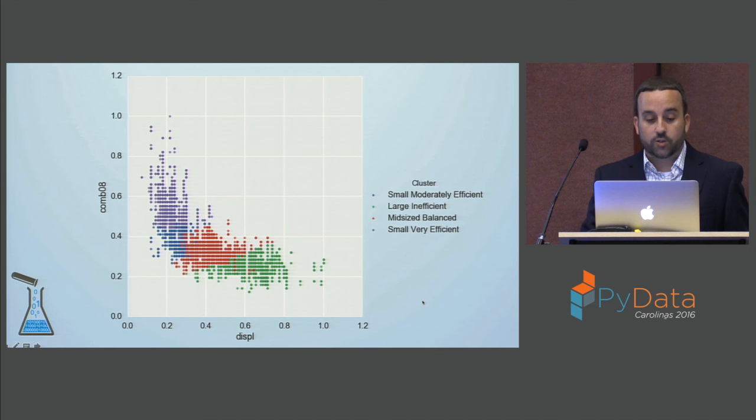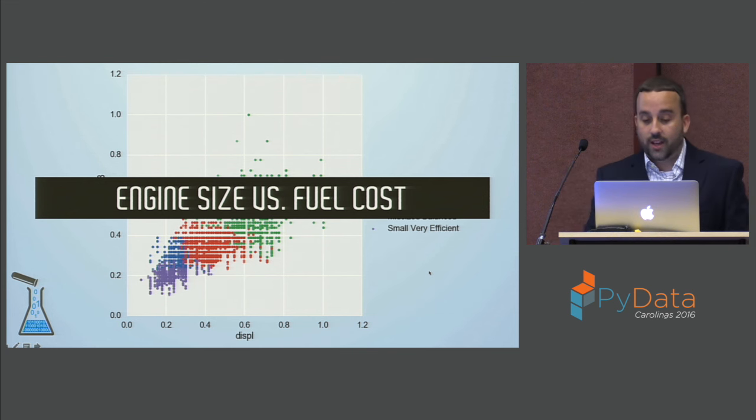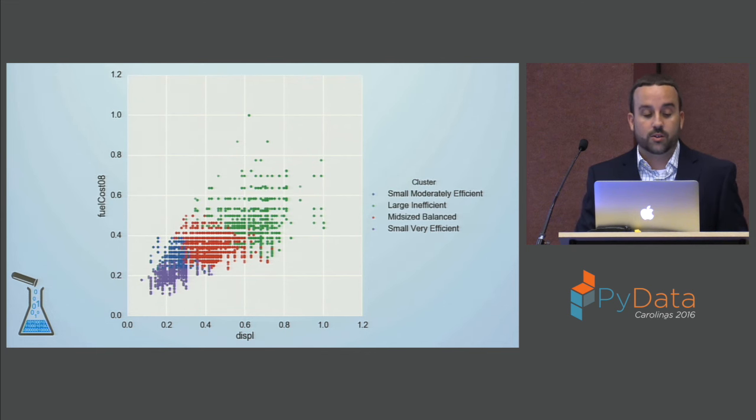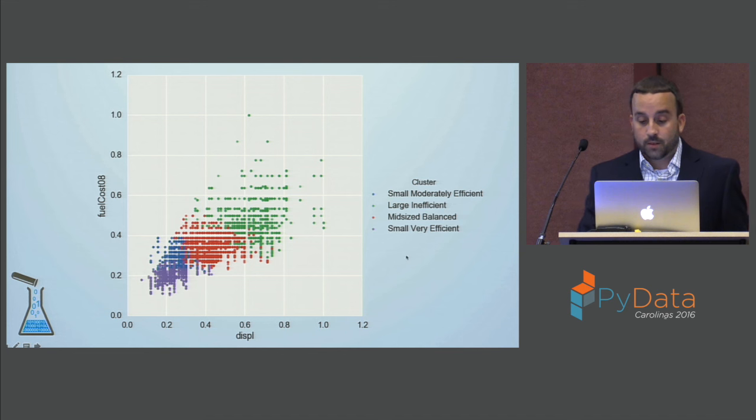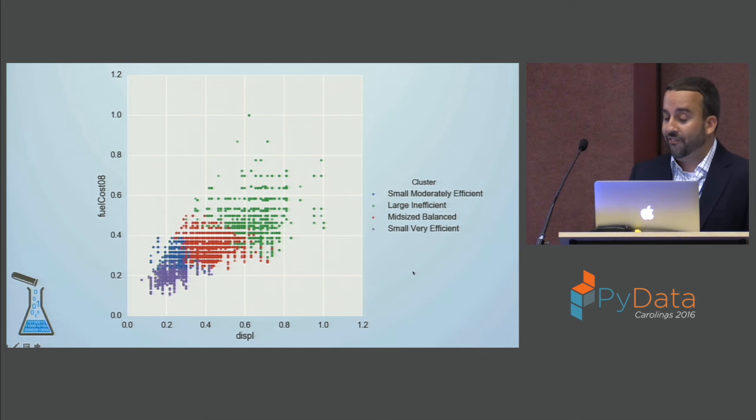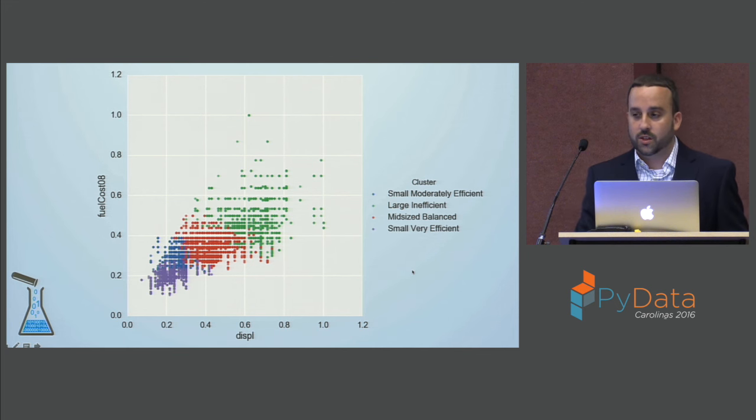And so you'll see at the upper left here, you have your smaller, more efficient engine vehicles, and then in the blue, you've got your smaller, more moderately efficient vehicles. In the red, you've got your mid-size, more balanced vehicles, and then at the bottom right, you've got your larger, less fuel-efficient cars. And we can do the same thing with the engine size and the fuel cost. So taking a look here at a more linear relationship with the clusters, you see the cluster boundaries on here as well, this time going from the bottom left up to the upper right. And again, you can do this for any combination of variables that you have in the data set. These were just a couple of examples.